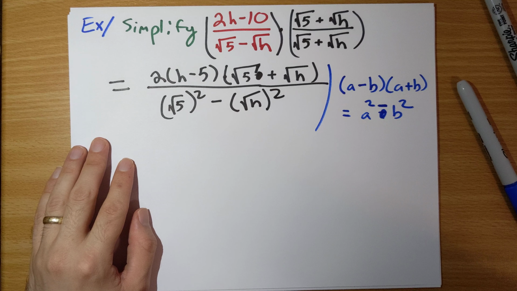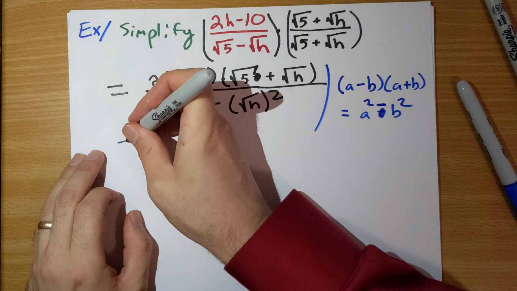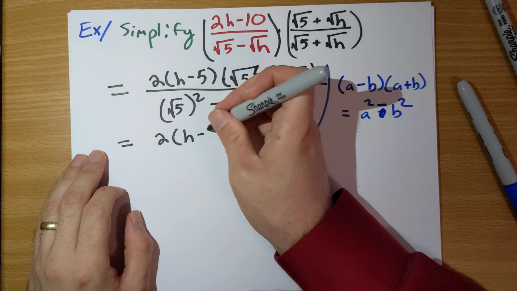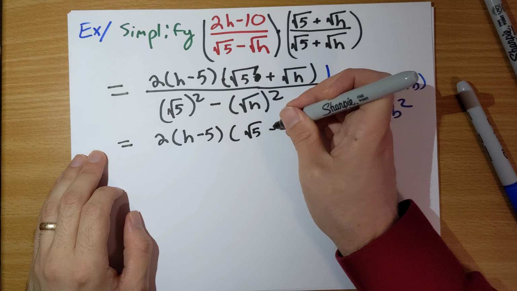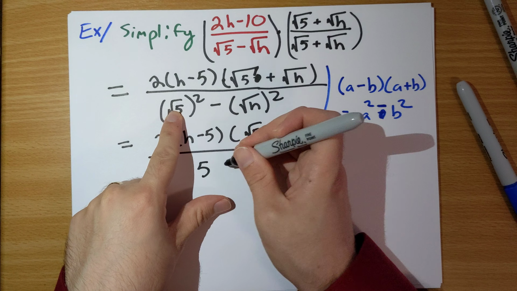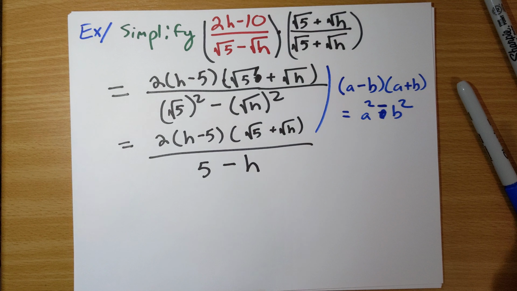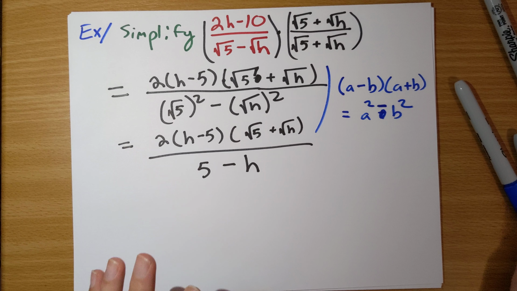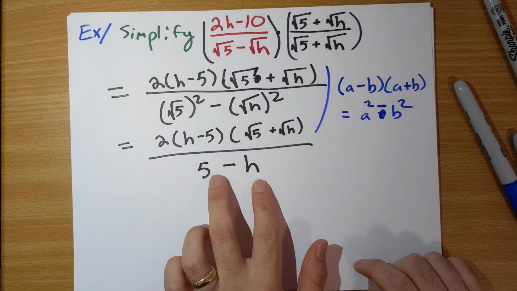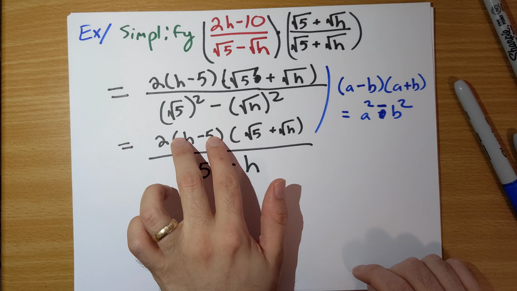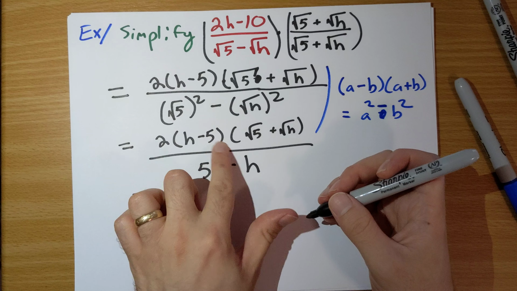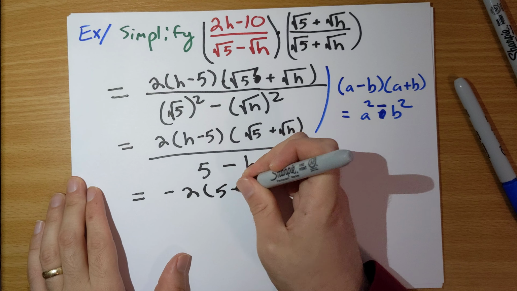And so at this point, upstairs is still 2 times (h minus 5) times (square root 5 plus square root h). The downstairs is now 5 minus h. Okay, so let's see how much farther we can simplify. We have h minus 5 upstairs, we have 5 minus h downstairs, but h minus 5 is just the negative of 5 minus h. So I can rewrite h minus 5 as negative (5 minus h).